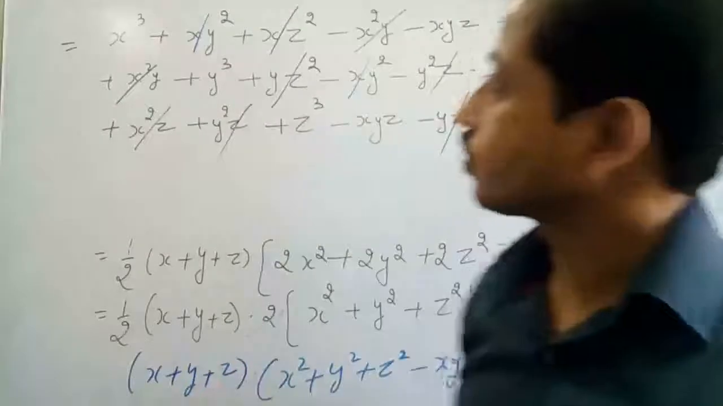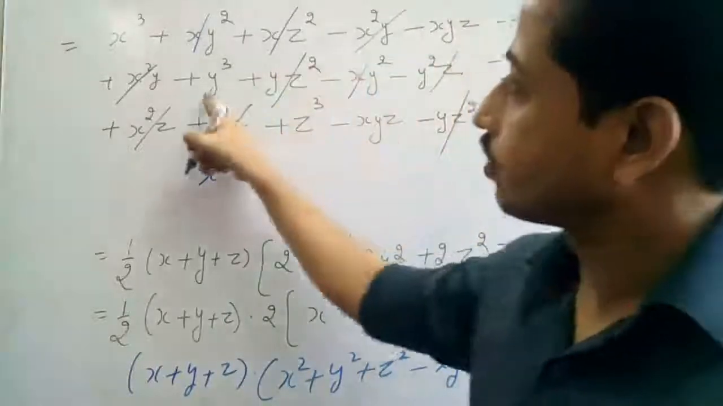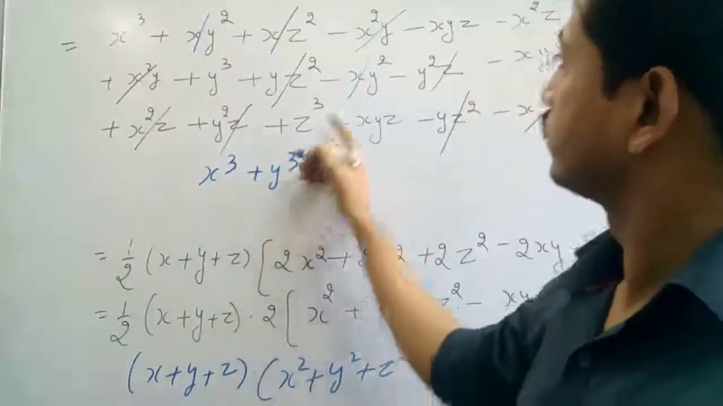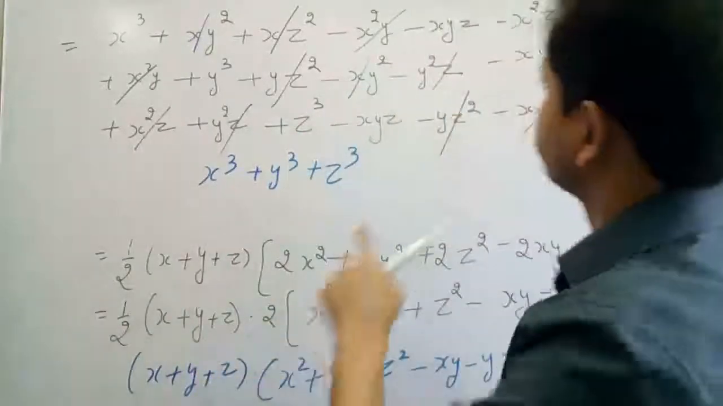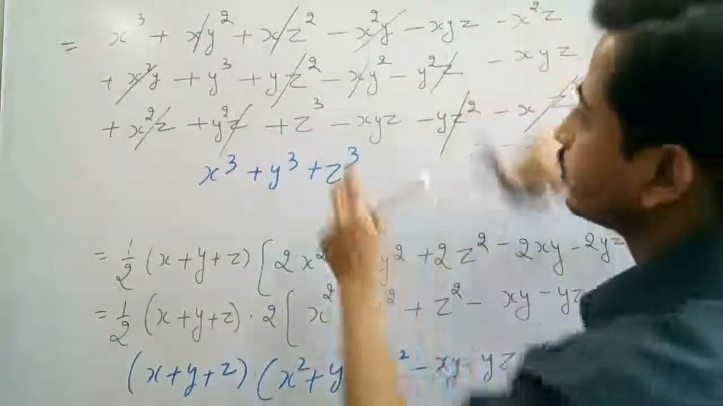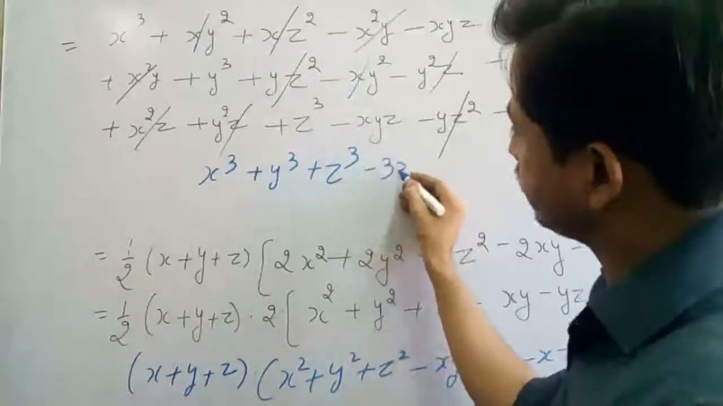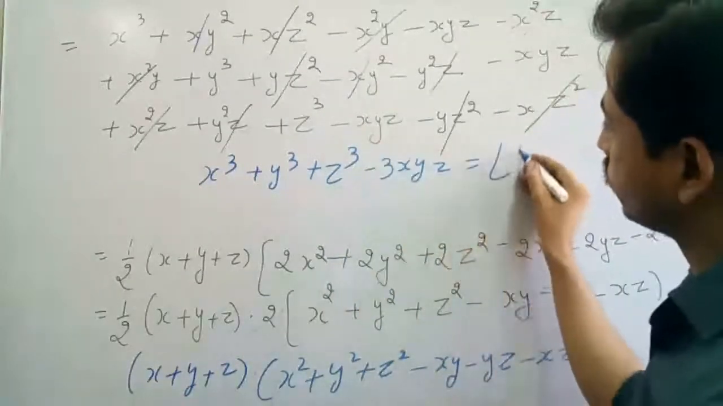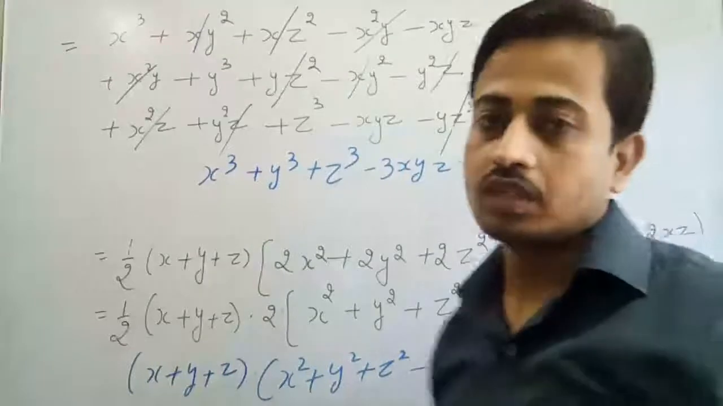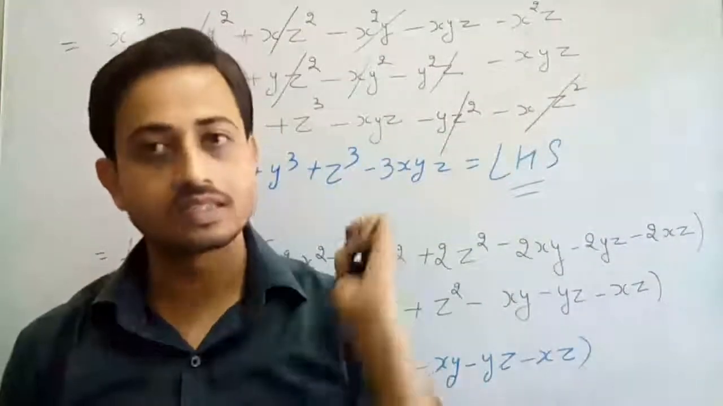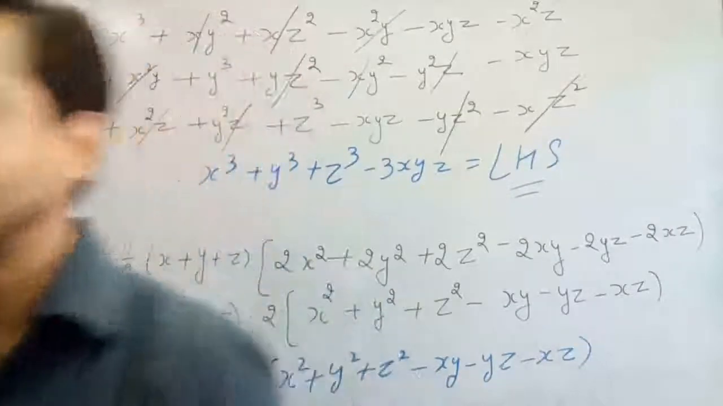So what are the remaining terms? X cube, then y cube, then z cube. Now look at the terms xyz: 1 xyz, 2 xyz and 3 xyz. So we get minus 3xyz. This is our left hand side. So after doing this 2, 3 times, if you do more practice, then this question becomes very easy. So please make a note.